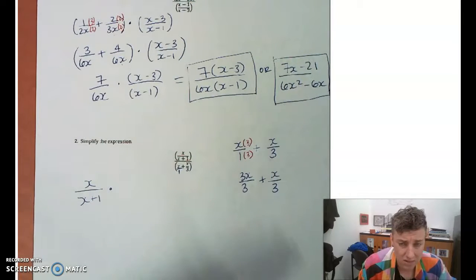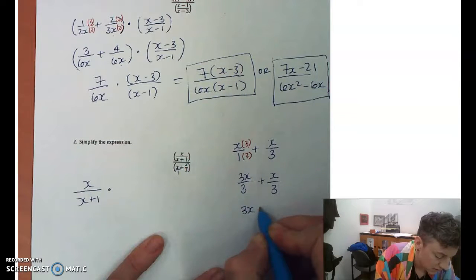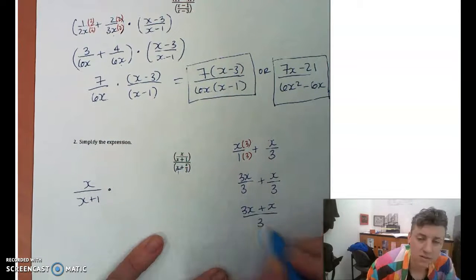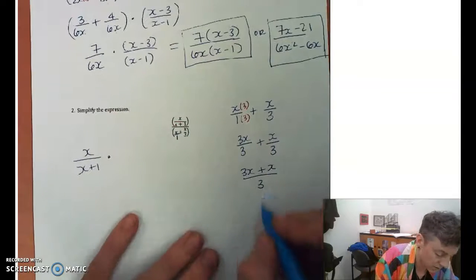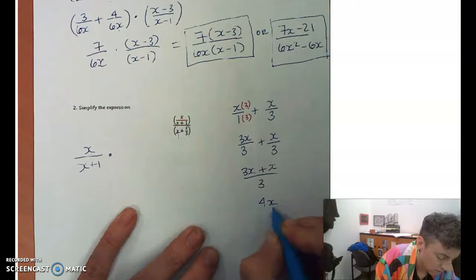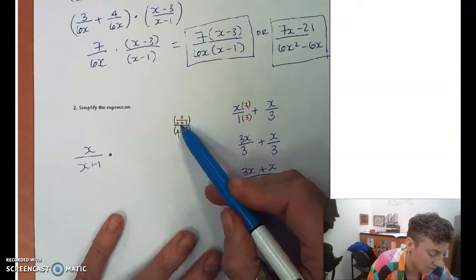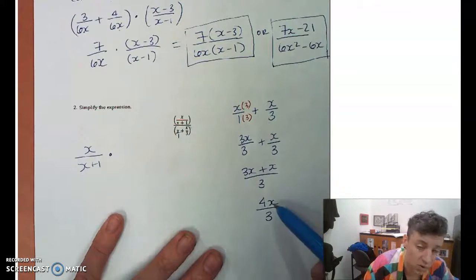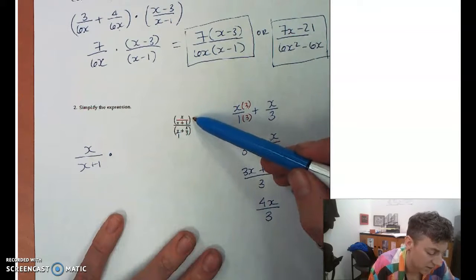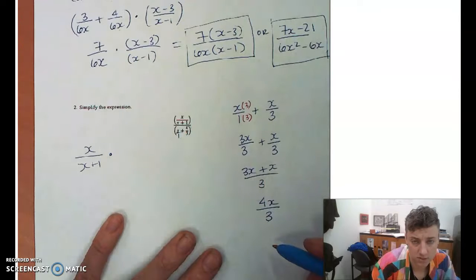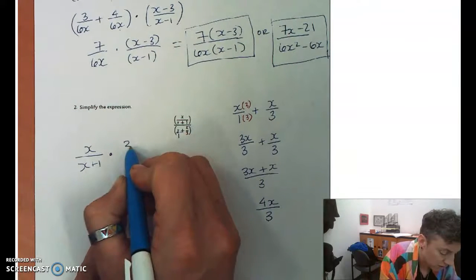What was the point of that? Now we can put them together as one fraction. 3x plus x over 3. What's 3x plus x? It's definitely 4x, over 3. So that's what this denominator simplifies to, 4x over 3. We were originally dividing by 4x over 3, so we're going to multiply by its reciprocal, meaning multiply by 3 over 4x.